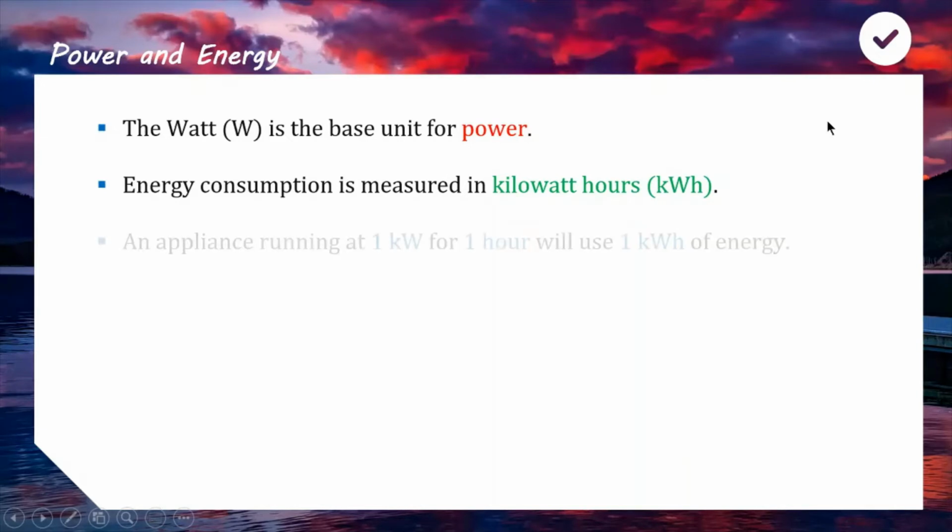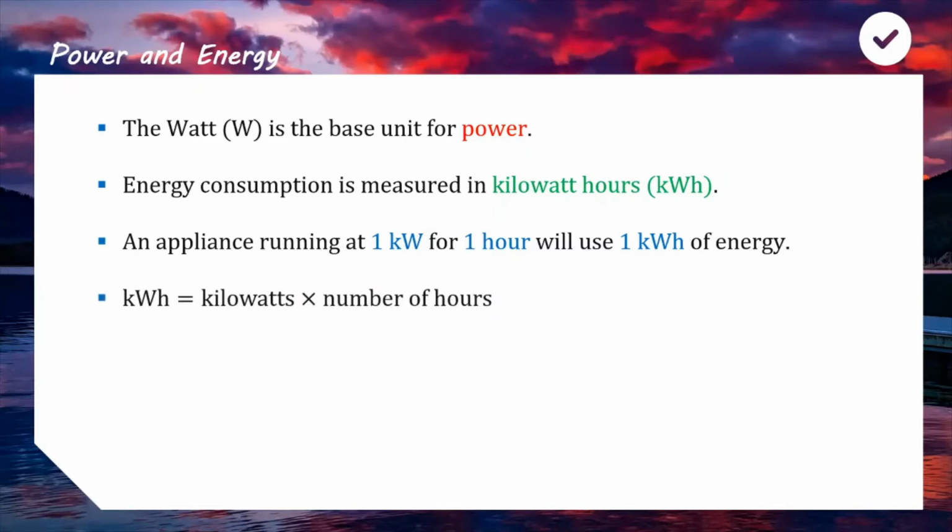Another simple example: if you have an appliance that is using 1 kilowatt of power to run, and you're running it for 1 hour, you are going to use 1 kilowatt hour of energy. It's not kilowatts per hour, it's kilowatts for an hour, essentially. So if you were using a 10 kilowatt appliance for 2 hours, you would have 20 kilowatt hours. It's just multiplying the kilowatts of your appliance by the number of hours, and we get kilowatt hours.